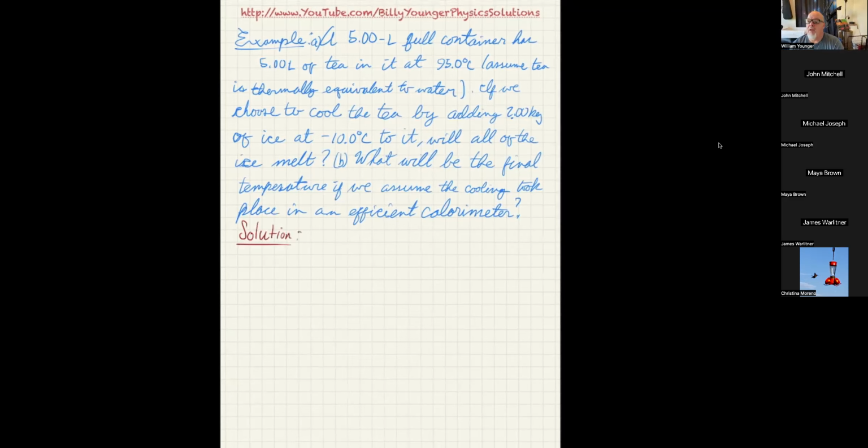Okay, so this is where I told you your author tends to use delta Q equals 0, and that's fine. If you do that, you've got to be sure to use delta T equals T final minus T initial. Sometimes that'll come out negative, sometimes positive, but the main thing is you have to do T final minus T initial.